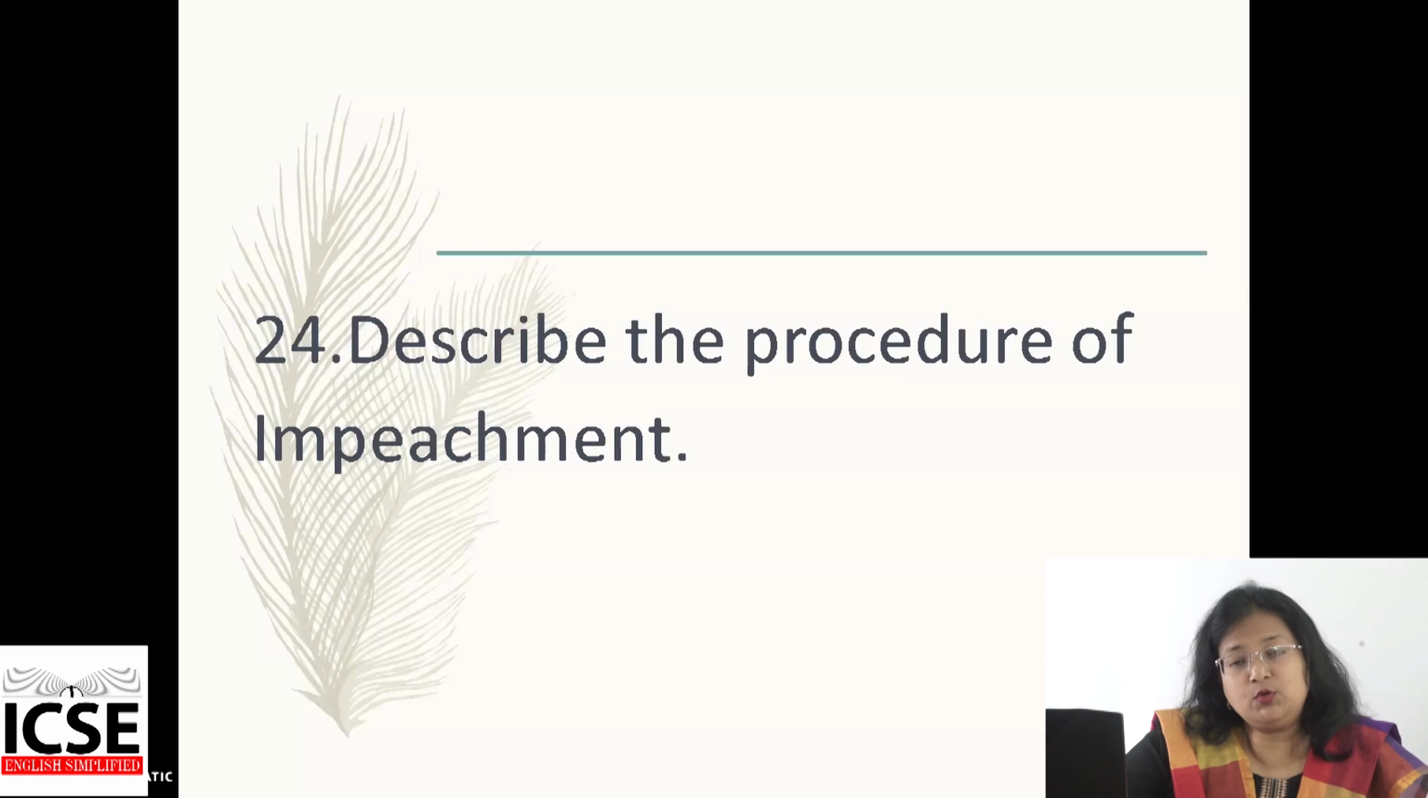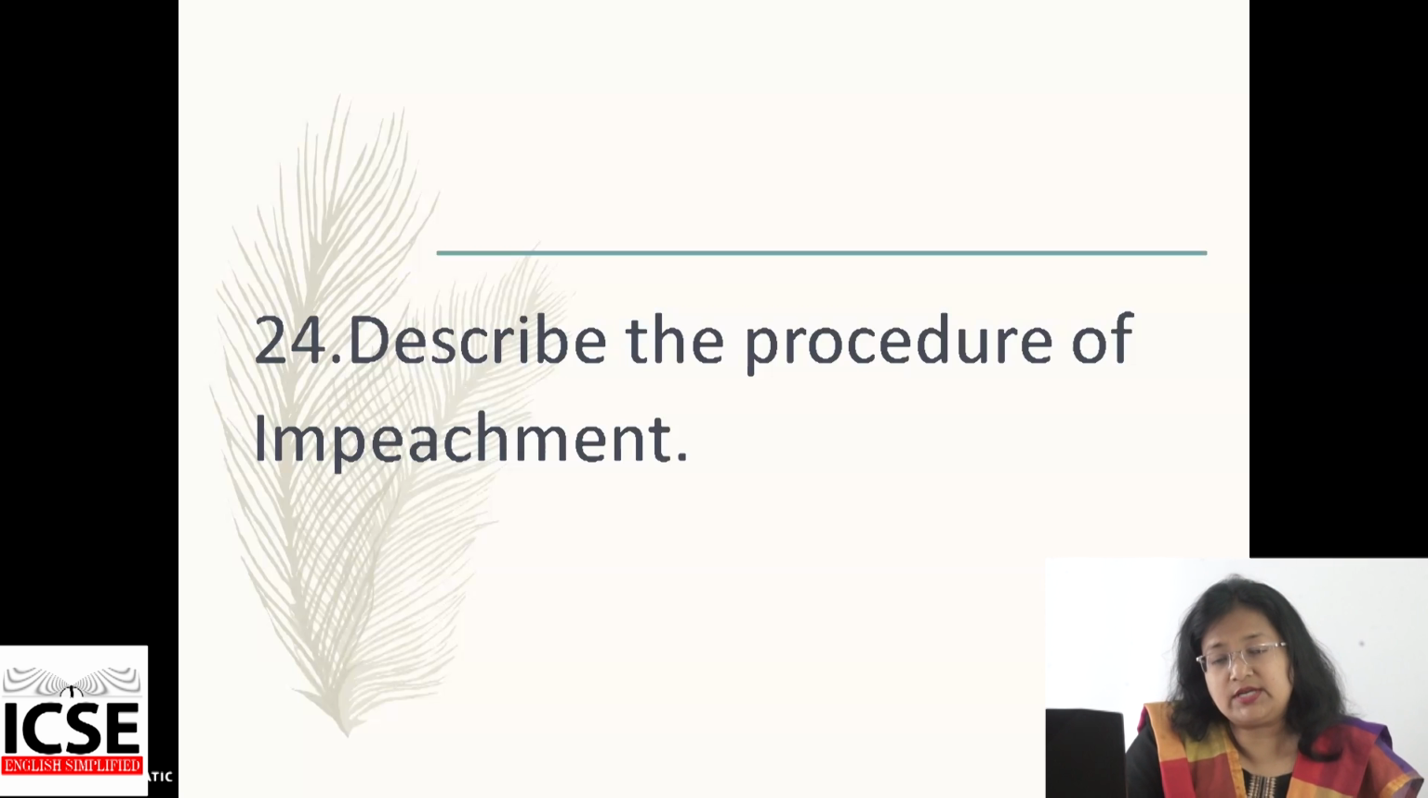So the first thing you will write is the motion or the resolution to remove the President can originate in either house, either Lok Sabha or Rajya Sabha. You need to give a 14-day notice before starting such a resolution. Suppose the motion to impeach the President has been raised in the Lok Sabha. So the Lok Sabha has to pass the resolution by a 2/3 majority. Then it goes to the Rajya Sabha.